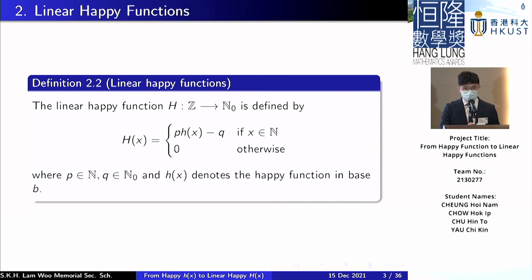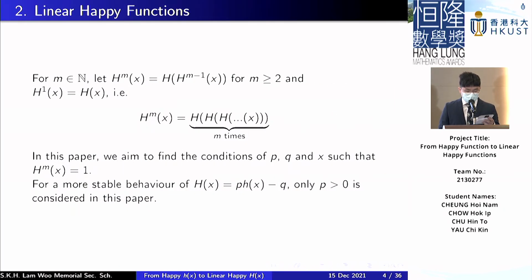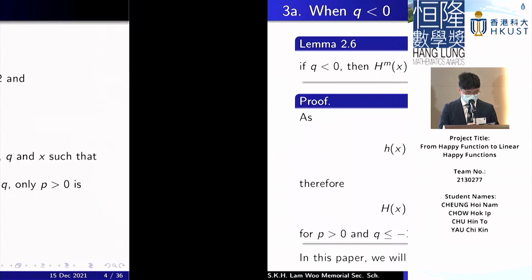We generalize the happy function to be the linear happy functions big H(x), which was studied in our paper. The linear happy functions multiply a constant p and then minus another constant q to the original happy function. We aim to find the conditions of p, q, and x such that after m iterations, big H(x) will map to 1. And for a more stable behavior of big H(x), we first fix p to be a positive integer.